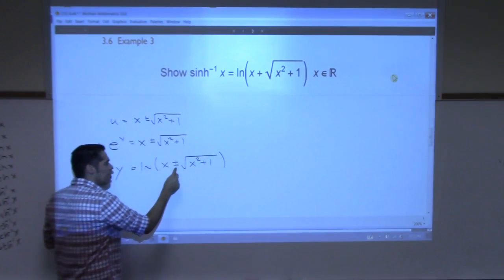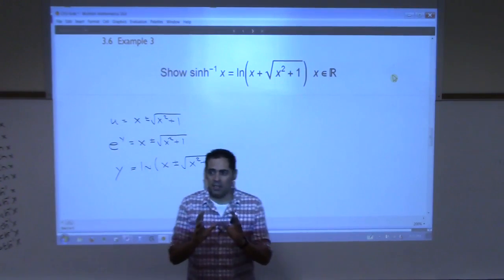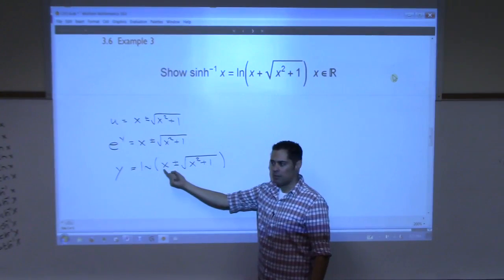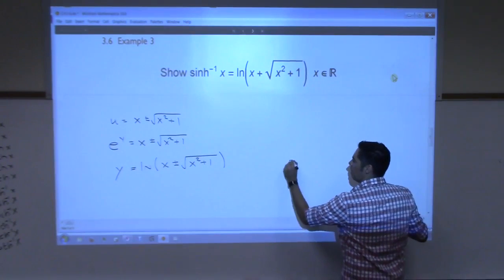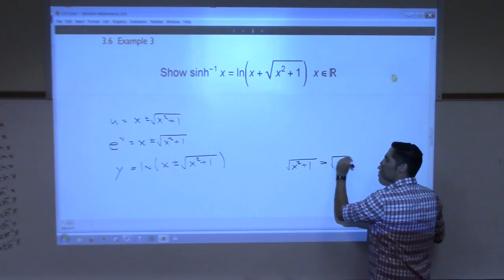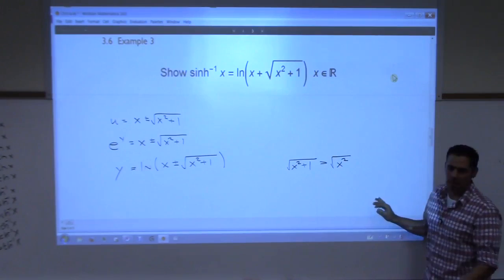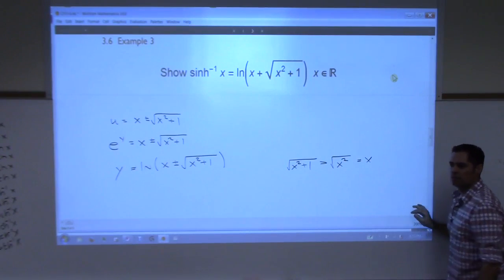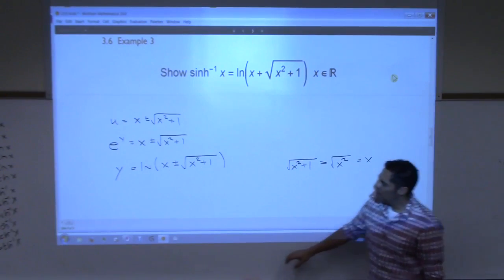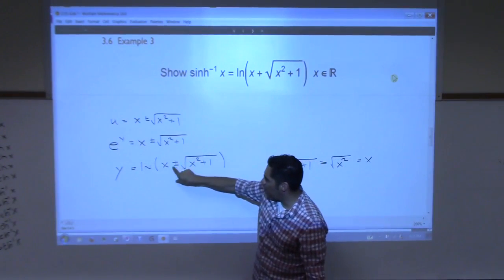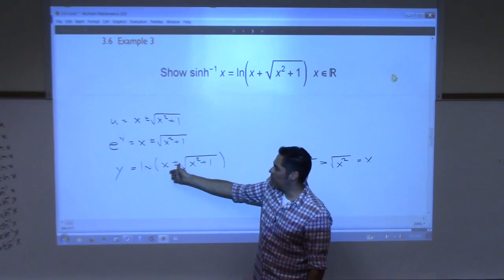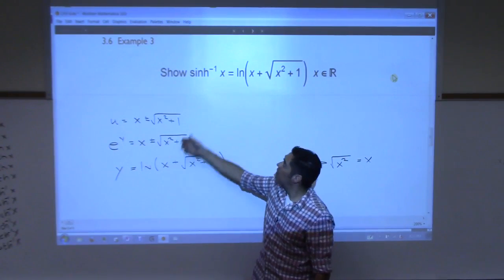So the only way we could throw out this negative is if we could guarantee that this piece over here is always going to be bigger than x. And you can guarantee it, because the square root of x squared plus 1, do you agree, is always bigger than the square root of x squared? And that's x, basically. So if this is always bigger than x, then when you subtract it from x, that will give you a negative number. And that's no good. So we just throw that out.